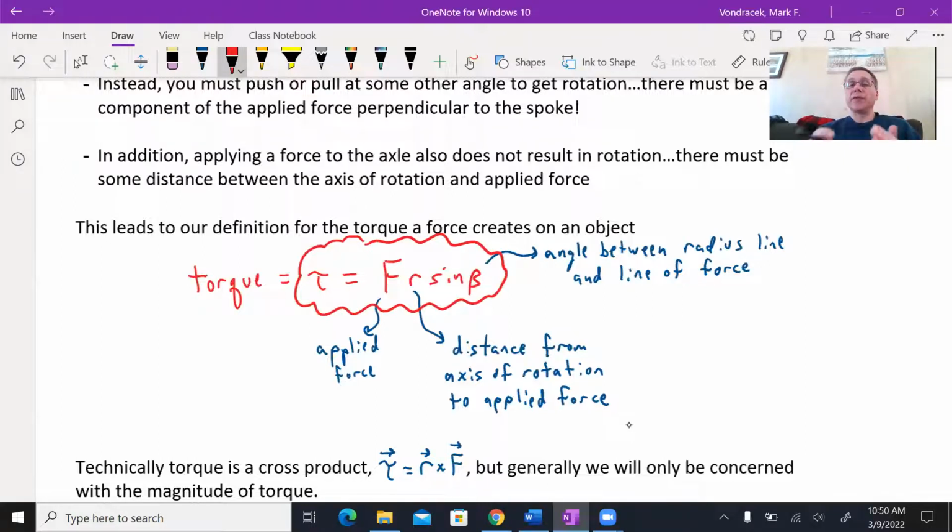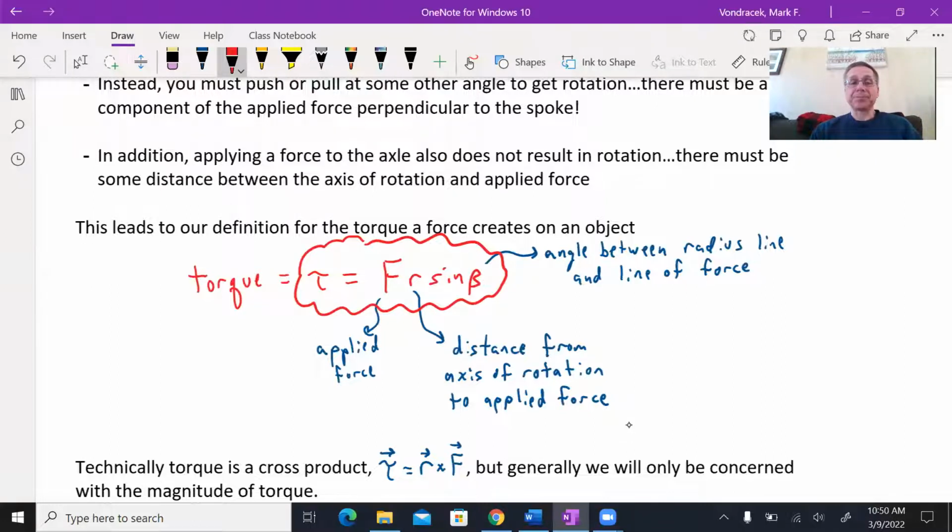Okay, the angle between the radius line, drawn from the axis of rotation out to where the force is being applied, and the line of force. If they're parallel, it doesn't spin. If you have some angle between those two, it will spin. A torque will be created by that force. So this definition we're going to be using over and over and over again. Without a net torque on something, there won't be any rotational motion or any kind of angular acceleration to the object.